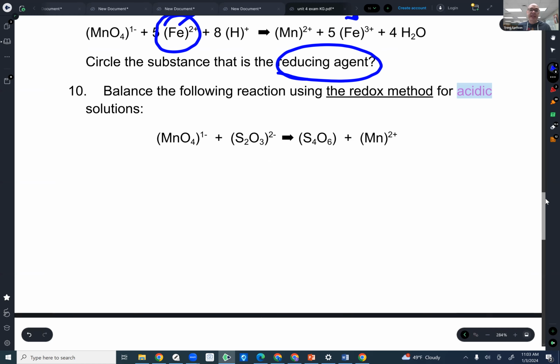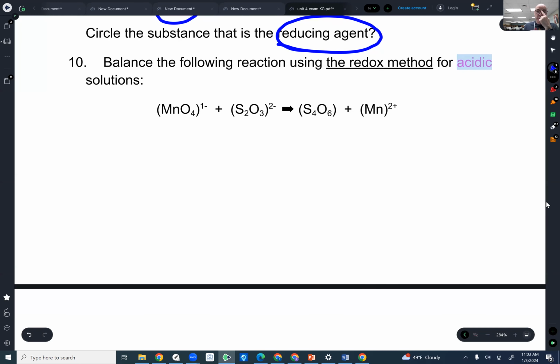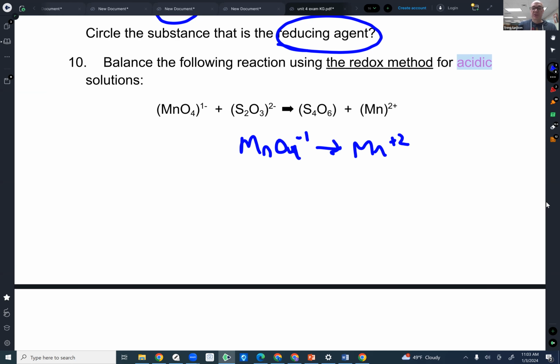All right, now we get into balancing the redox reactions. We have to write this into two half reactions. MnO4 minus 1 produces Mn plus 2. S2O3 minus 2 produces S4O6. So this has a 0 charge.